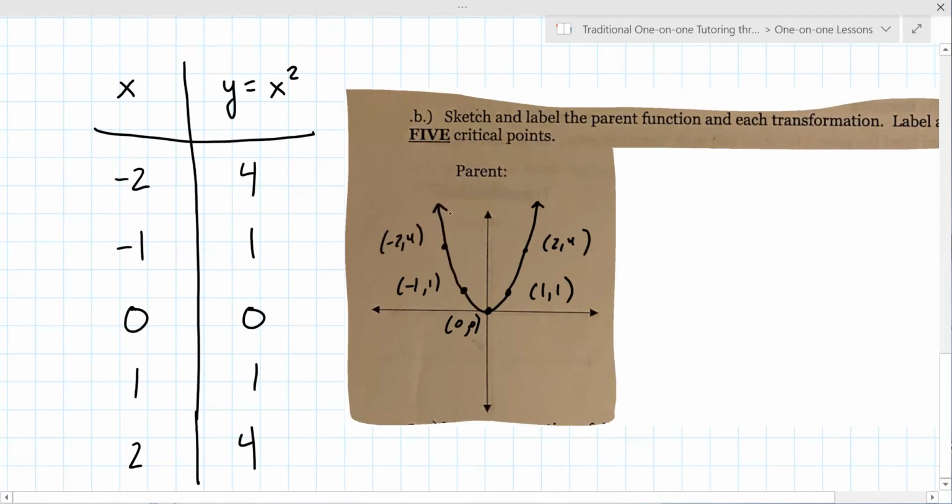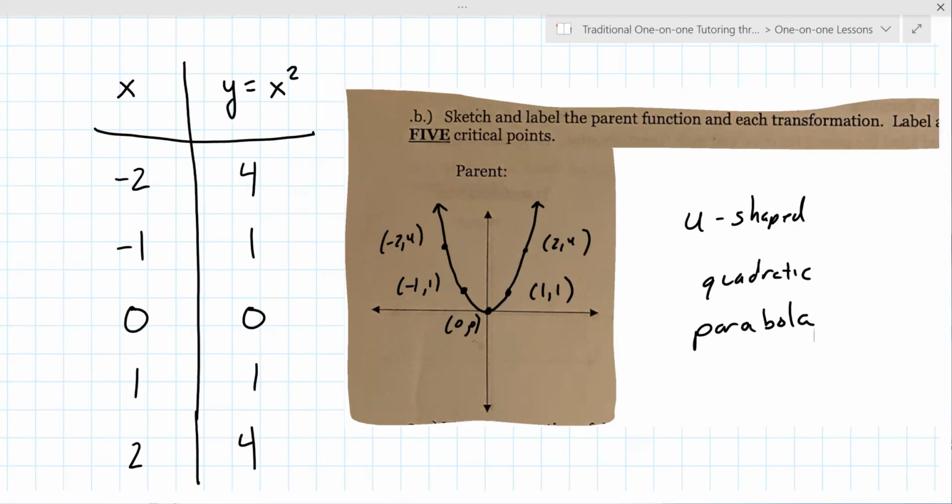So the other day I mentioned to you that this is a U-shaped graph. It's often called a quadratic, a parabola. Is that okay? I'm just writing it. Okay, good. Yeah, get that down, please.